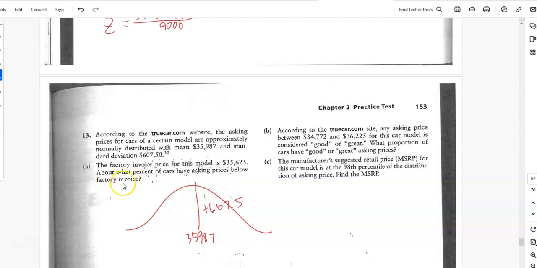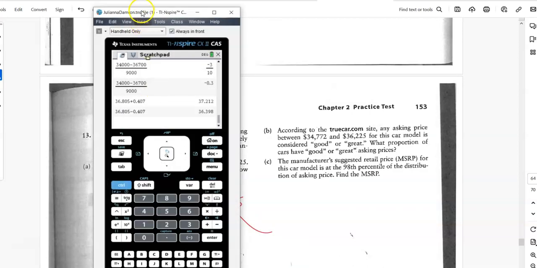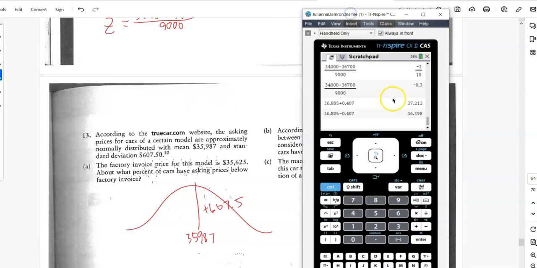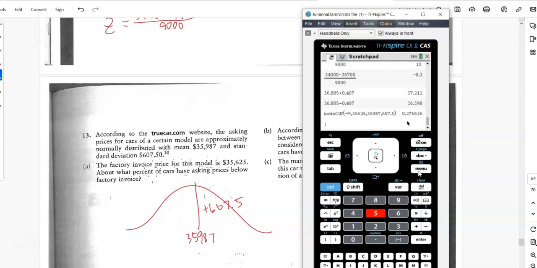I know it's less than 50%, because that value is already to the left of the mean. So at this point, we're probably just going to get a calculator out. You're going to go norm CDF, menu 652. I like the default there of negative infinity. We're going all the way up to 35,625. The mean is 35,987. The standard deviation, I think they gave it to us, was 607.5. That gives 0.275, so 27.5%. That makes sense.